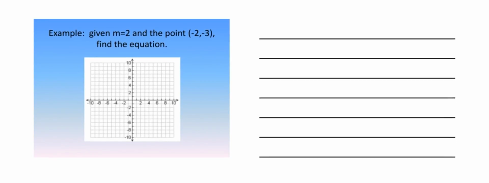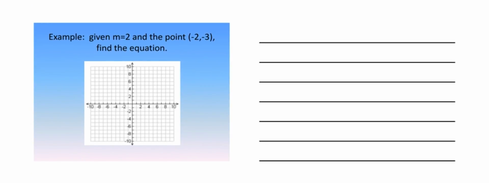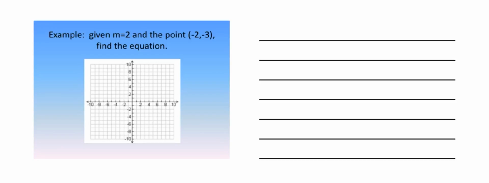Okay, so let's start with this example. We have in this case, given that the slope m equals 2 and the point (-2, -3). Find an equation. Do be aware, in this case, we do not have the y-intercept. So we gotta figure out the y-intercept. And luckily we're given the slope.